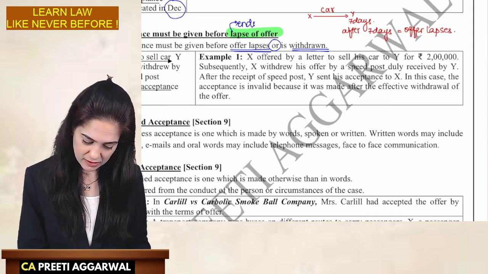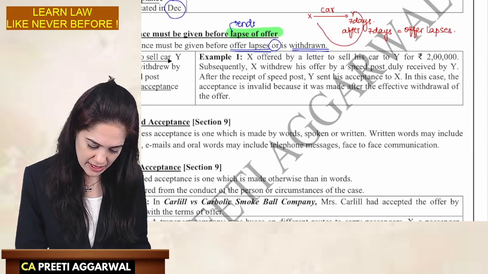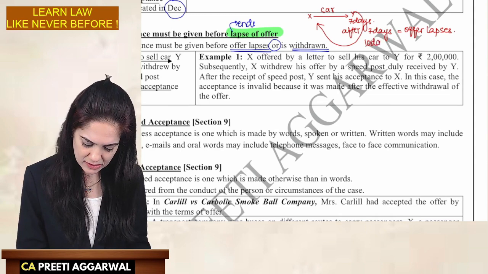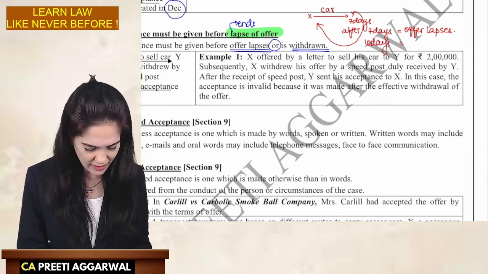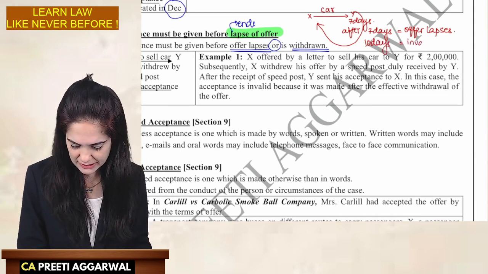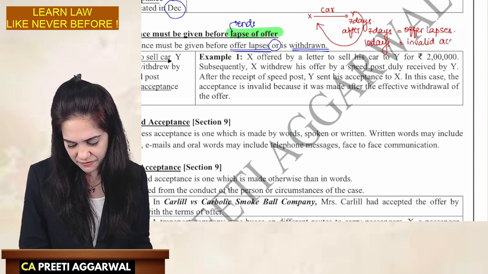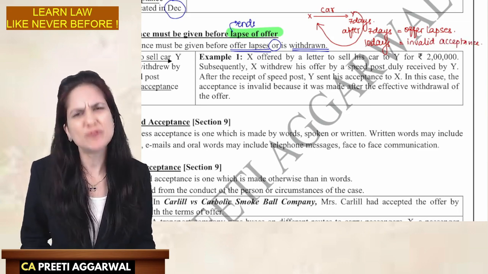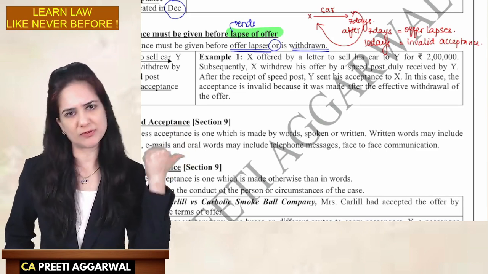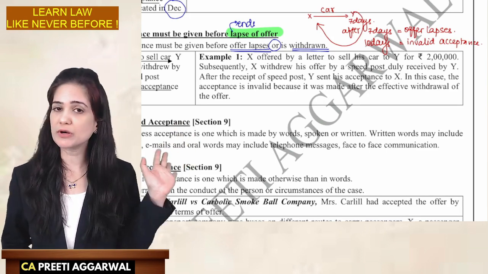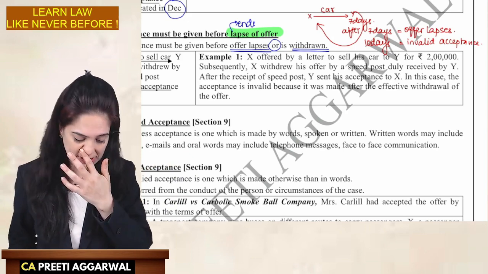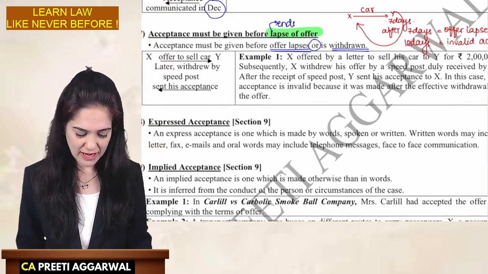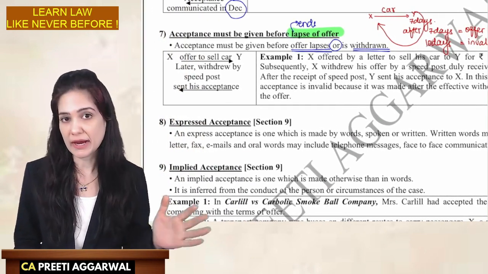Mr. Y, lazy fellow, he gave his acceptance in 10 days. Is this acceptance valid? No, it's invalid acceptance. Offer has already lapsed after 7 days. Ma'am, time was not specified. Offer will lapse within a reasonable time. Then you cannot give your acceptance. So acceptance must be given before the offer lapses, before it comes to an end.